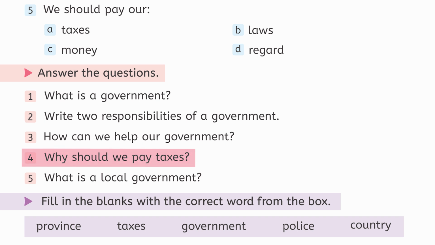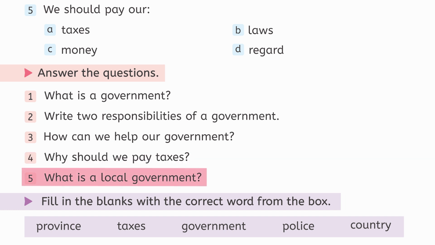We should pay our taxes regularly so that the government may use these taxes to pay for facilities such as roads, schools, libraries, police and fire protection. And next we have, what is a local government? Each district has its own system of government which is called the local government. A local government maintains parks, roads and streets.